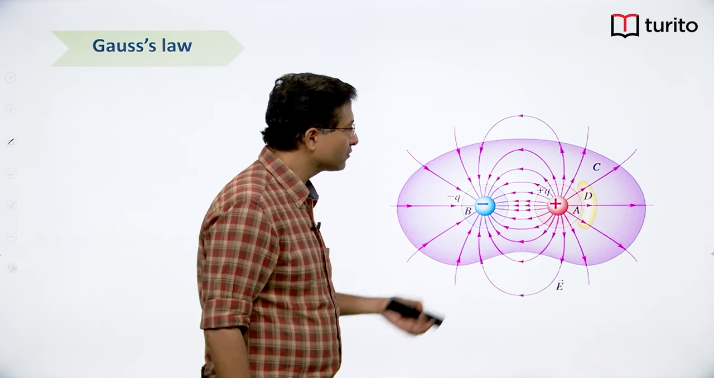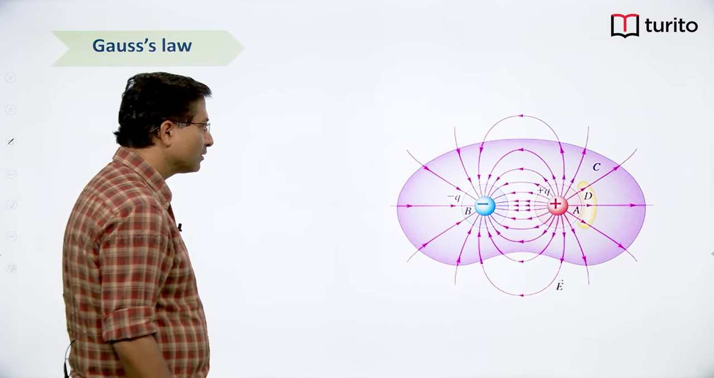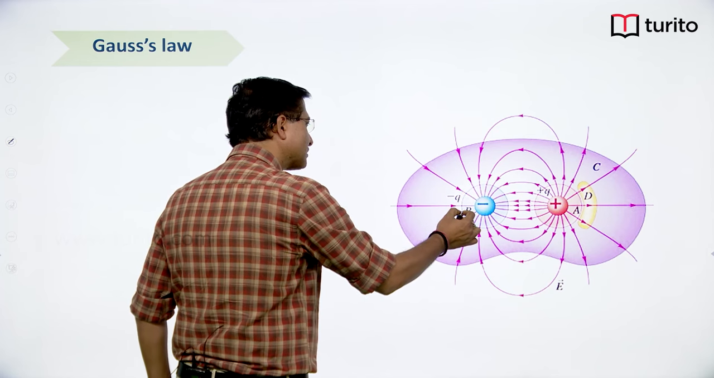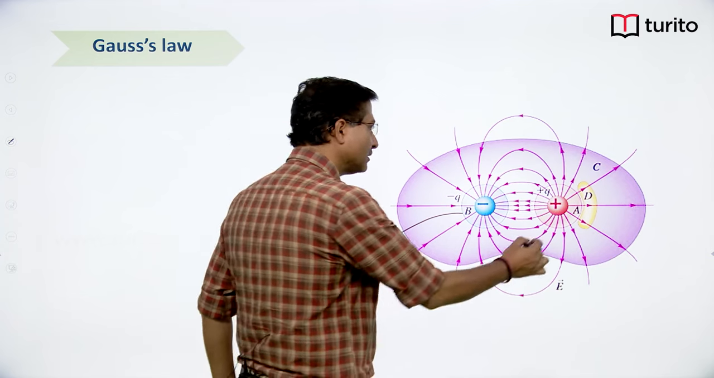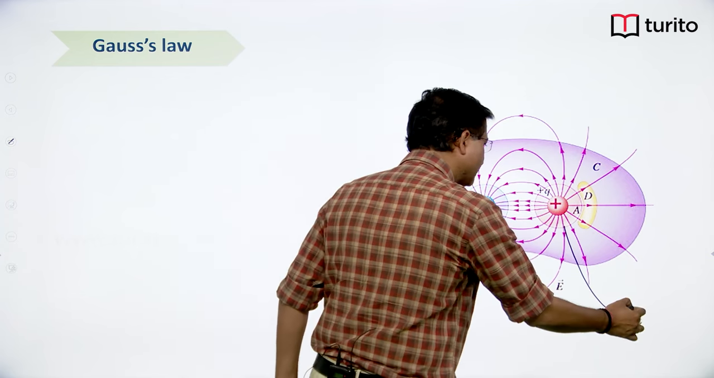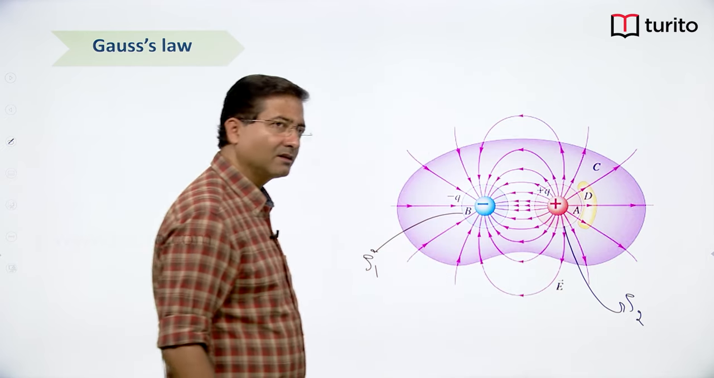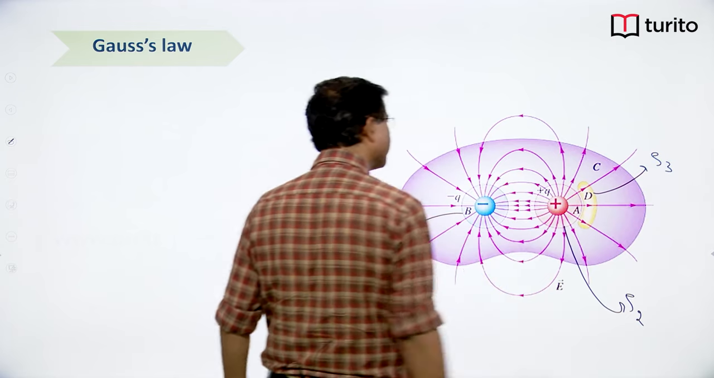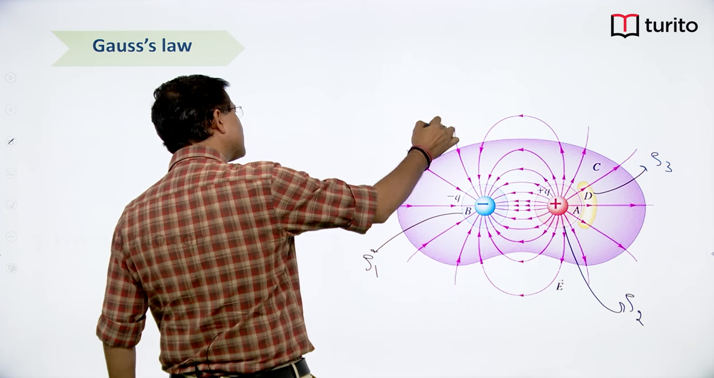So I have considered a few surfaces so that you will have clarity. Let's call this blue surface S1. This red or orange one I can call S2. This yellow one I can call S3, and this outermost I can call S4, right?